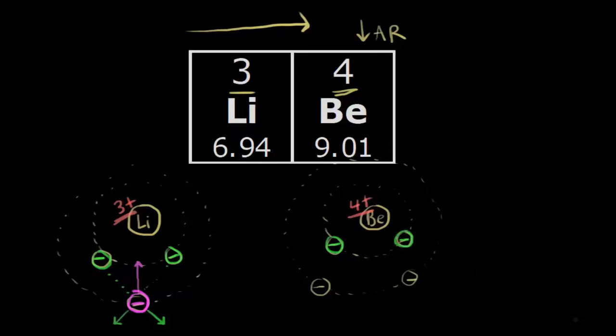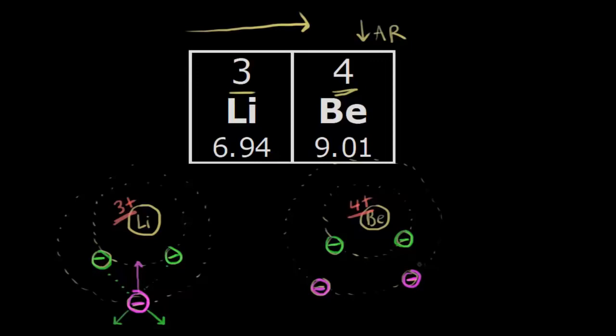Now, you might think that outer shell electrons could shield too. So you might think that this electron right here in magenta could shield the other electron in magenta. But the problem is they're both at pretty much the same distance from the nucleus. So outer shell electrons don't really shield each other. It's more these inner shell electrons.